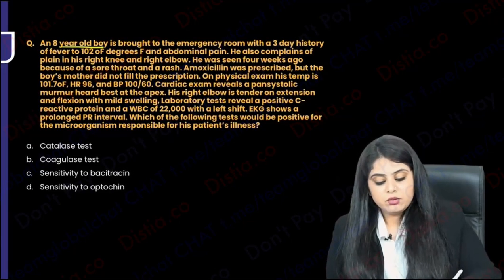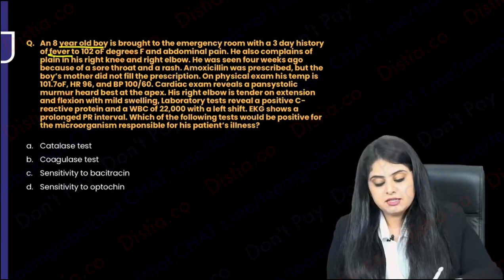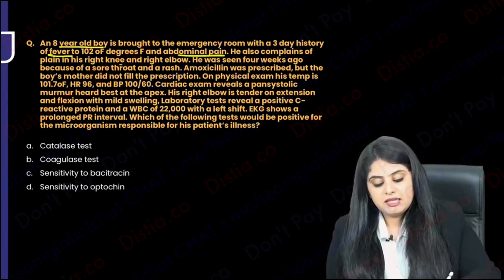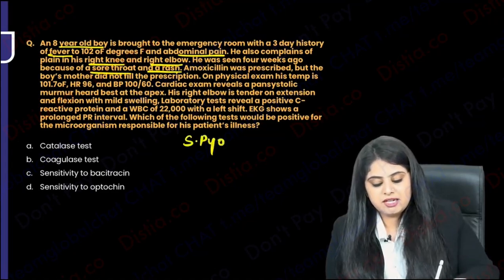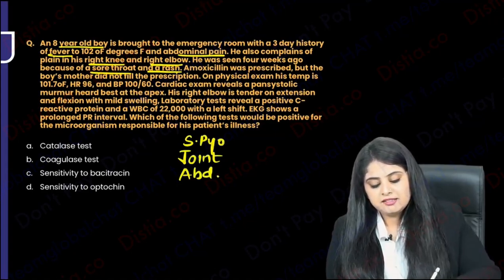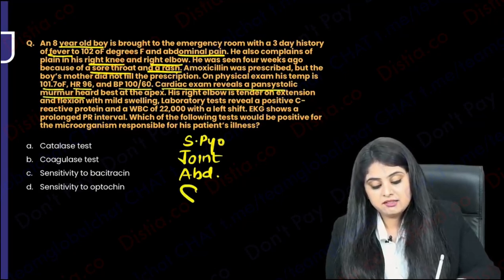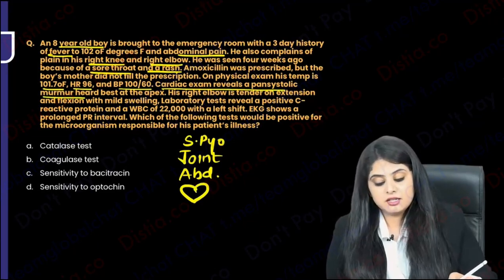You have an 8-year-old boy who's brought to the emergency department with a 3-day history of fever, 102 degrees Fahrenheit. There's abdominal pain. There is also pain in the right knee, right elbow, and there was a sore throat and a rash. So hearing sore throat, Streptococcus pyogenes definitely comes to my mind. Joint involvement is also there. Abdominal involvement is also there. And I say that amoxicillin was prescribed, but the mother did not give the prescription. On physical examination, his temperature is elevated, heart rate 96, BP 100/60, and cardiac examination shows a pansystolic murmur at the apex. There's a cardiac involvement.